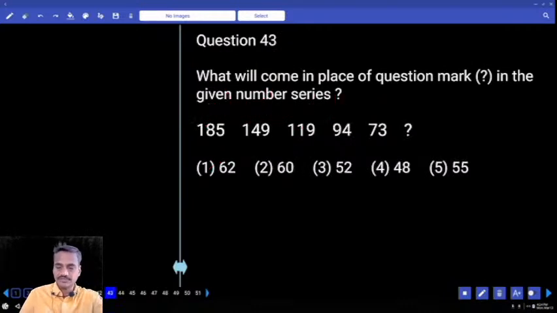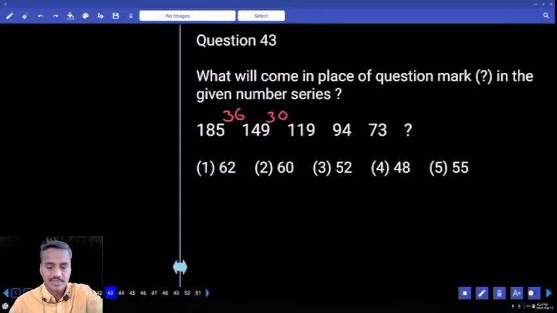Then 43. Now in this 43, again we need to go for a difference. What is the difference we have? 185 and 149, here the difference is 36. Next 119 and 149, the difference is 30. 94 and 119, the difference is almost 24. 24 enough? 24 or 25? Now 19 plus 6 is 25. Then 36, 30, 25 are the differences.